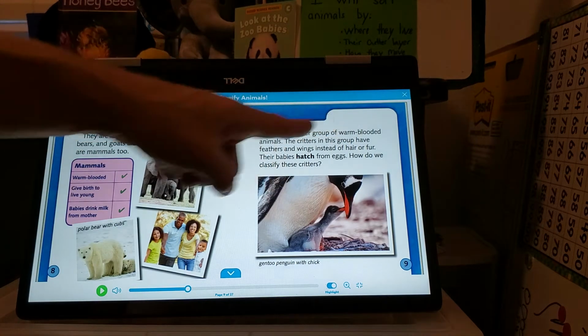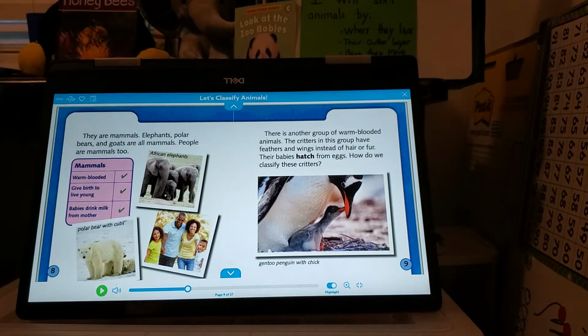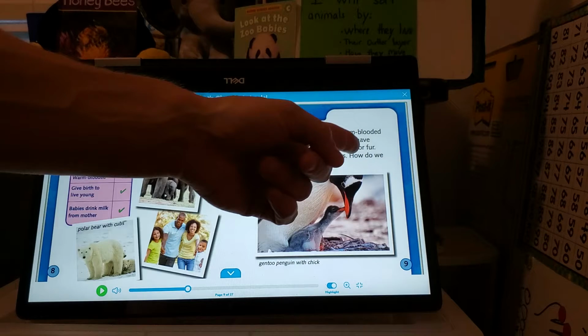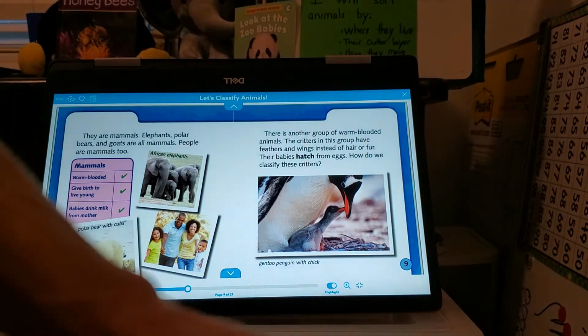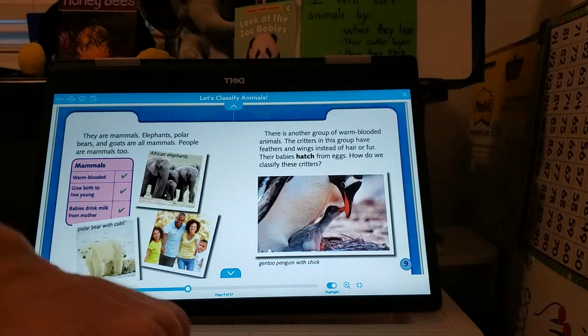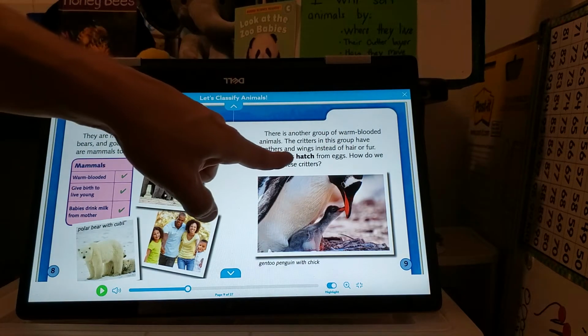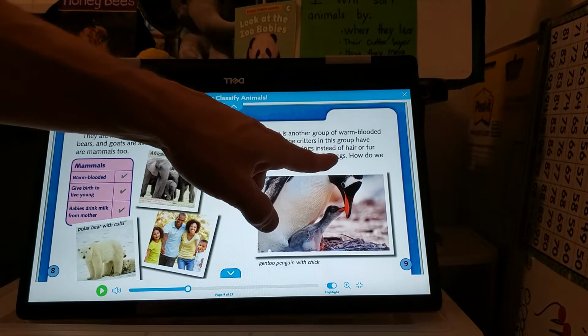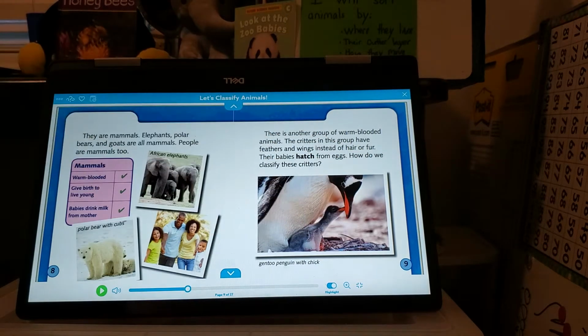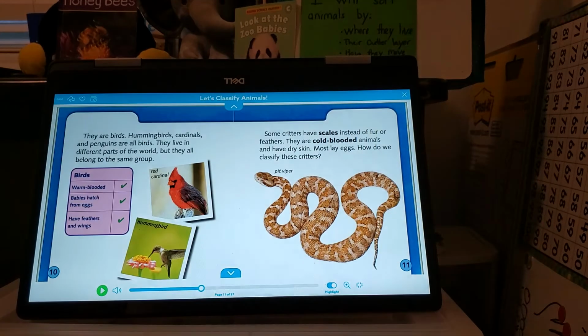There's another group of warm-blooded animals. These critters in this group have feathers and wings instead of hair or fur. So they have feathers and they have wings as their covering instead of skin or fur. Their babies hatch from eggs. How do we classify these critters? Look, there's a penguin with a little penguin chick.